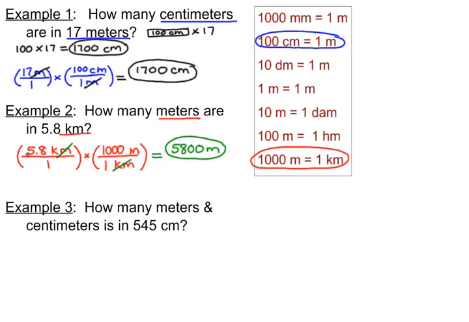The other way you could simply do it is, I've got 5.8, and I've got 3 zeros. All I have to do is move the decimal over 3 spots because I'm taking it times 1,000. You just have to know which way you're going.